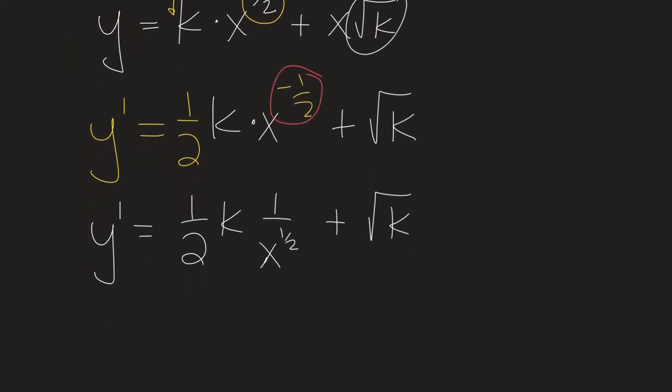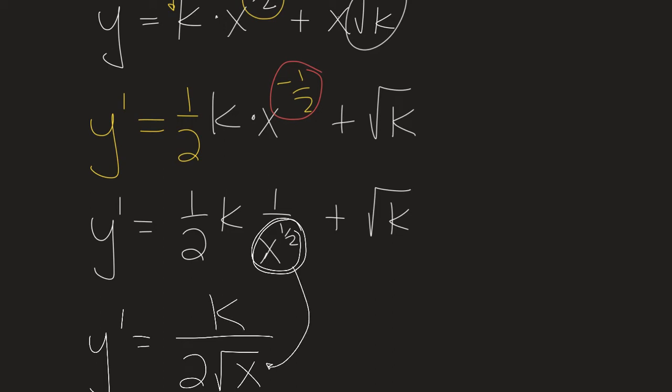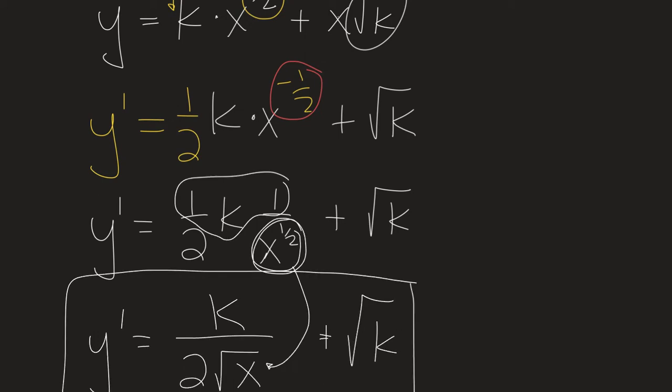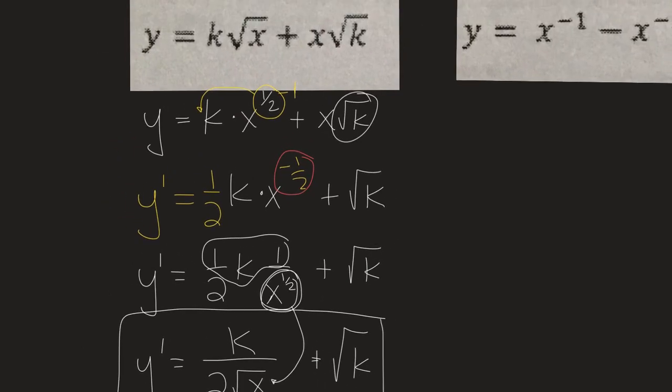So we can combine these things. I'm going to rewrite x to the 1/2 as once again the square root. So we look at all the things in the denominator. That is a 2 and a square root of x, because x to the 1/2 power is root x. And I have k as my numerator, k times 1 times 1, plus root k, and that is going to be my nicest way of writing the derivative of our original y equation, k root x plus x root k.